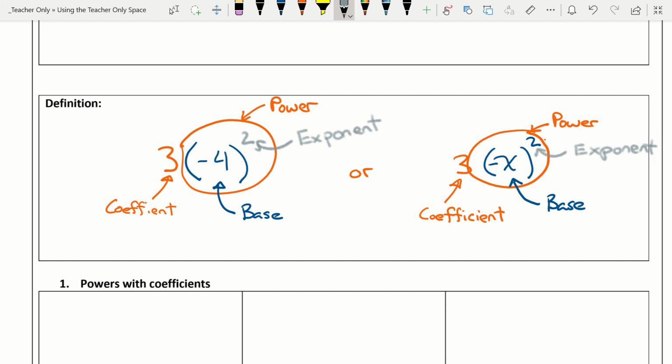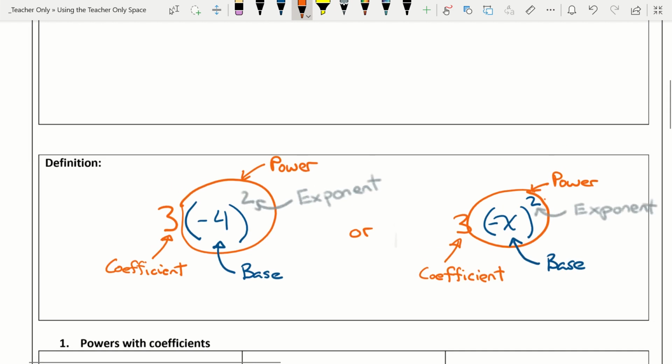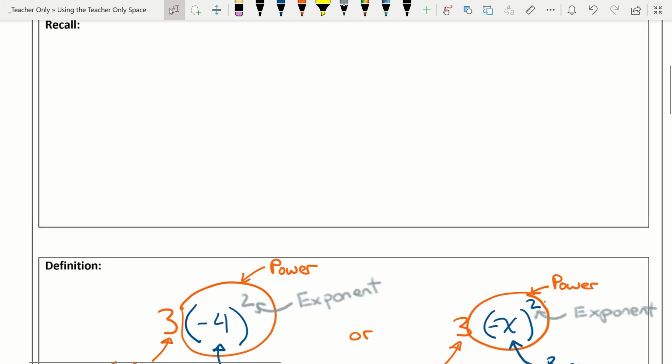So we have some terminology here for when we continue talking about exponents and exponential expressions. As a review, we have our base, which is the negative 4, which is raised to an exponent, and the entire thing, both the base and the exponent, is called a power. And the number that appears in front, we call the coefficient, which I can see now I've spelled wrong. There we go. Coefficient.